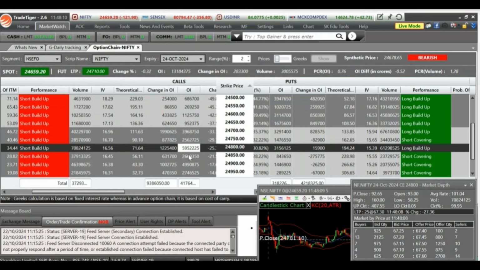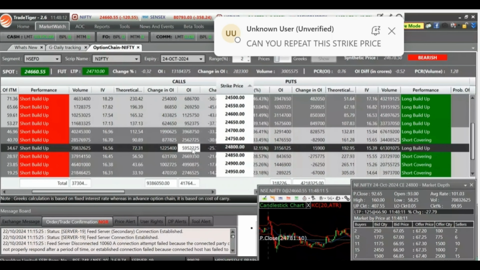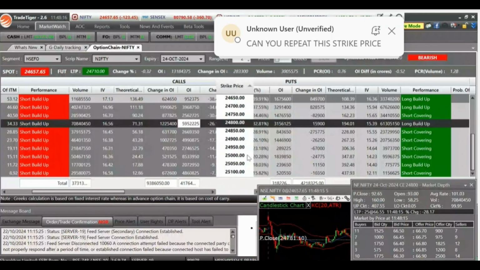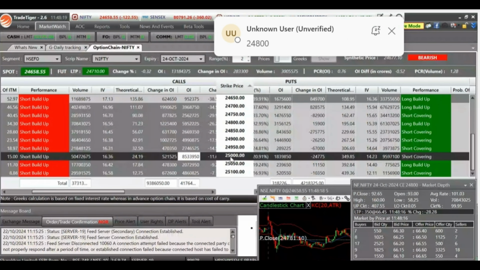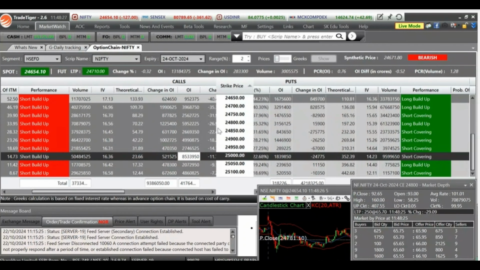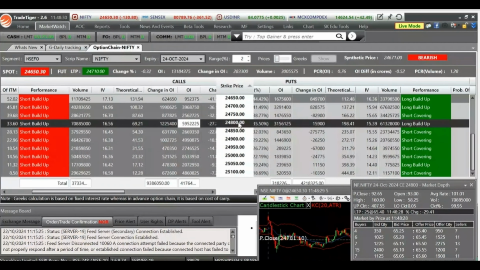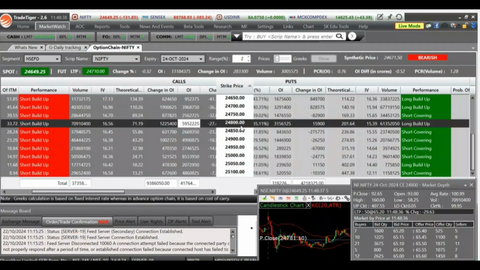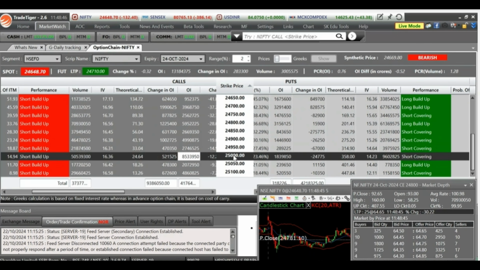So 24,800, there is the highest amount of open interest at 59.52 lakhs. Okay, and even higher than that is the open interest at 25,000, but 25,000 is higher than 24,800. So first the market has to cross 24,800 in order to go to the 25,000 level. So these two are very critical resistances when it comes to Nifty basis the open interest analysis. First, it has to cross 24,800 because there is open interest on the short side of almost 60 lakh contracts. Okay, and at 25,000, even higher than that, it's almost 85, 85 and a half lakhs.